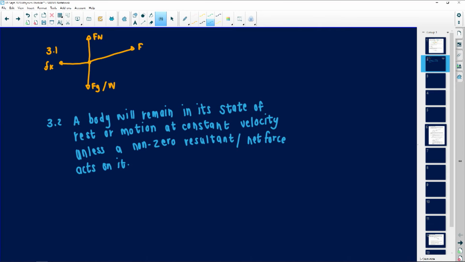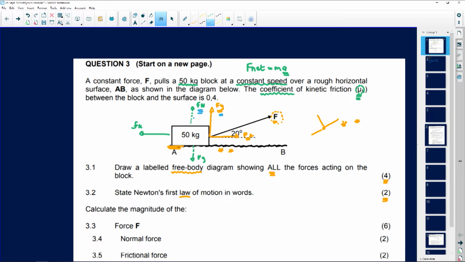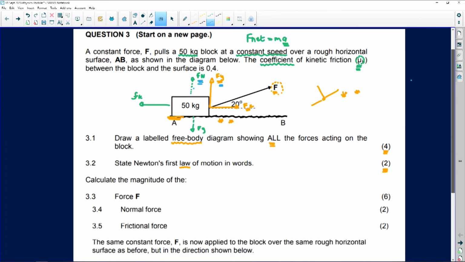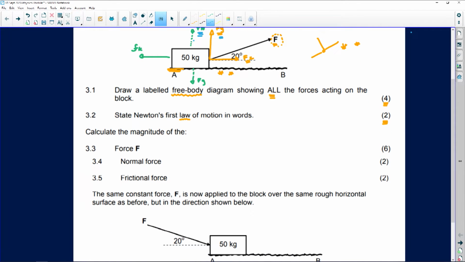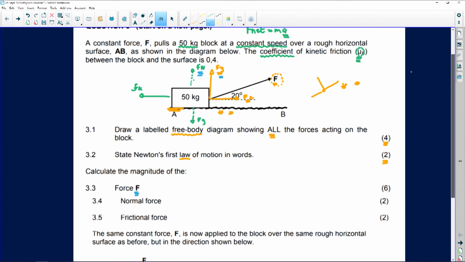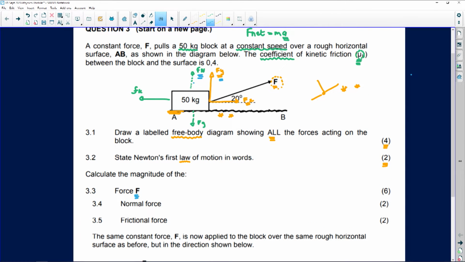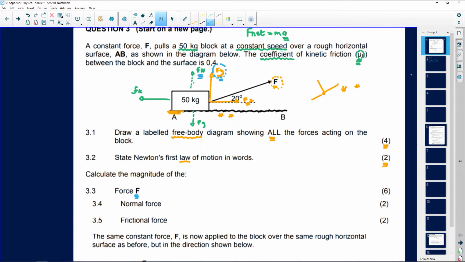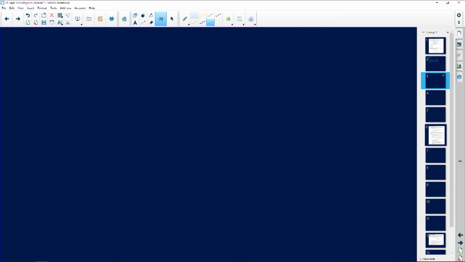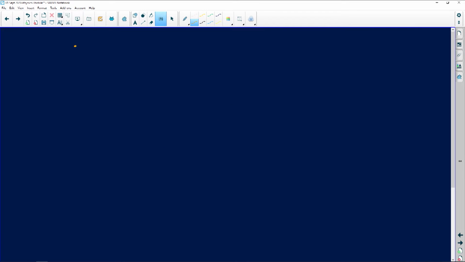Let's look at another question. So the next question, we start calculating. I just want to go down a little bit. We start calculating, and they say we must calculate the magnitude of F. Let's just go back to my diagram. Now I know that they're looking for F, which is my F applied, but remember, we have to take into consideration all the other forces that are actually working on the F. So let's see how we're going to calculate that one. Just go to a new slide. So that is 3.3. We want to calculate F.